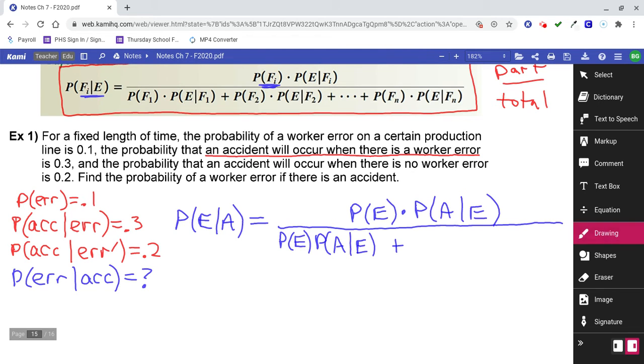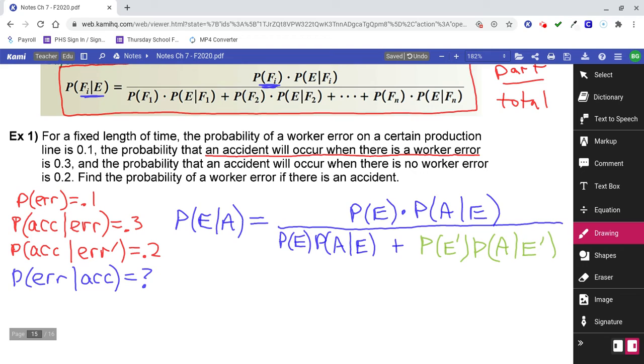So what I'm going to do here is mimic the patterns that I've already seen. I'm going to have probability of not an error times probability of accident given not an error. And so if probability is part over total, all I have to do is get the part that I'm looking at over all of the stuff in the problem, and that's it. That's what's going to be involved in this problem. That's my Bayes theorem formula. The rest of this is just filling in numbers and doing some calculations.